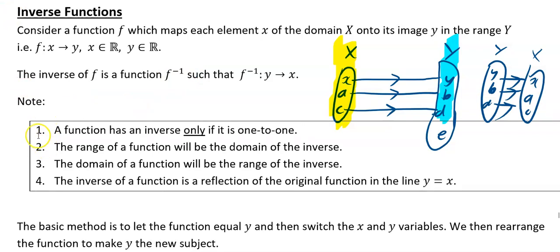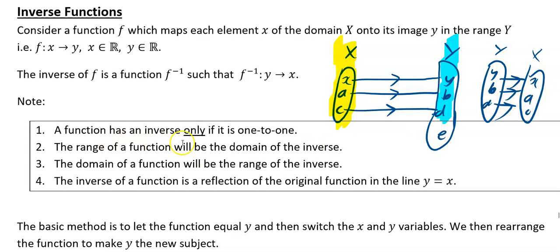A couple of key points here. A function has an inverse only if it is one-to-one. So here, this function f, which took my elements x to my elements y, was a one-to-one function. You can see one element goes to one and only one element in the range. And if you reverse it, it is still one-to-one. So that's why it has to be one-to-one. If it's one-to-one originally, then the inverse is also going to be one-to-one.